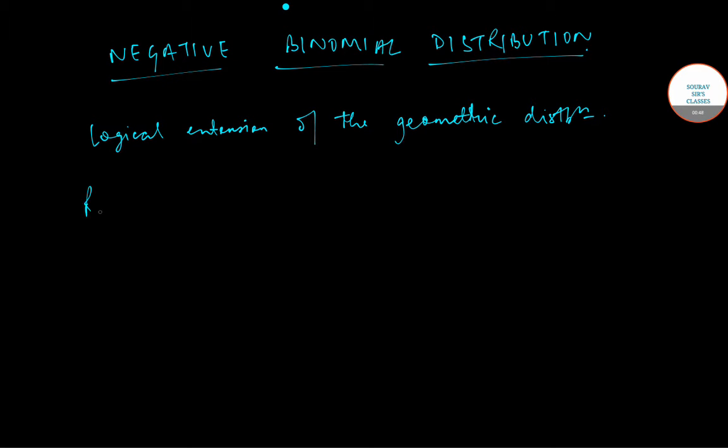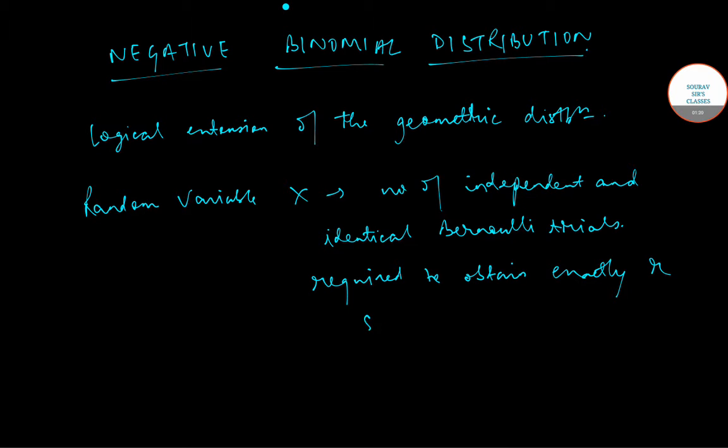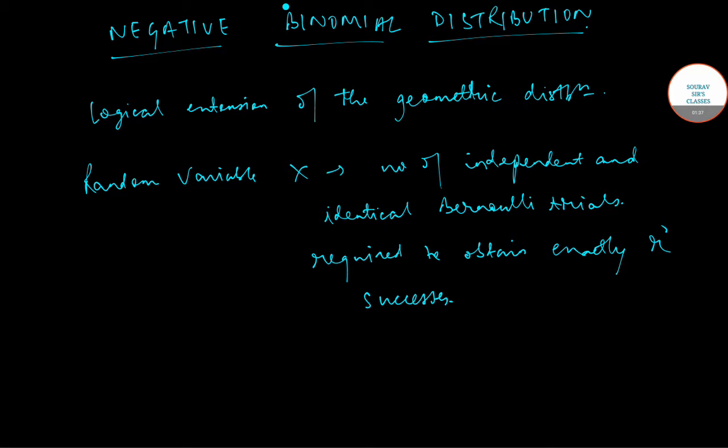Here the random variable x denotes the number of independent and identical Bernoulli trials required to obtain exactly r successes, where r is an integer.